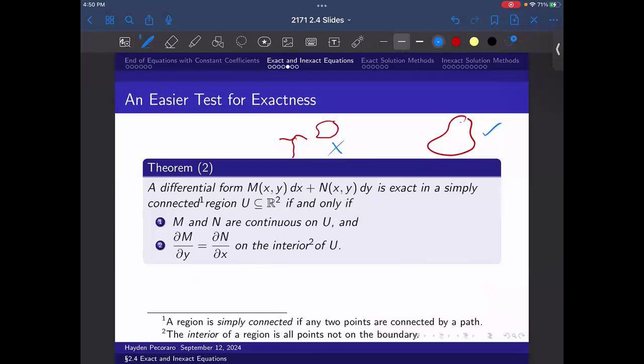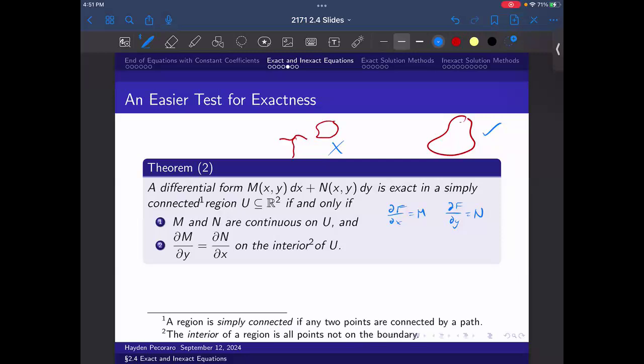Right. So if those guys are continuous on some blob, and these two have derivatives in opposite directions that are equal. So what is this really saying? So if M and N are exact, then df/dx equals M and df/dy equals N. So that was the definition. We needed that for an equation to be exact.